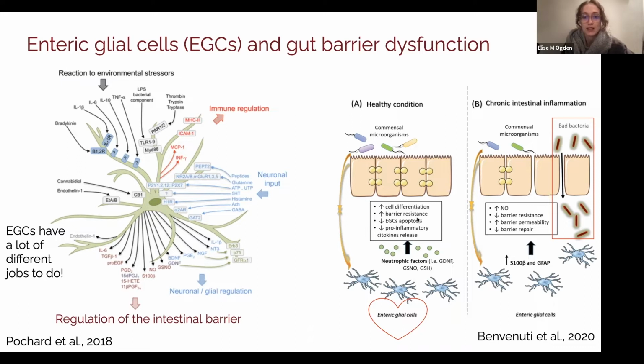Loss of enteric glia has been observed in NEC, which may be due to receptors that bind bad bacteria, growth factors, medications used to treat it, abnormal calcium signaling, and more. The figure on the left shows some of the signaling pathways that enteric glia are involved in.